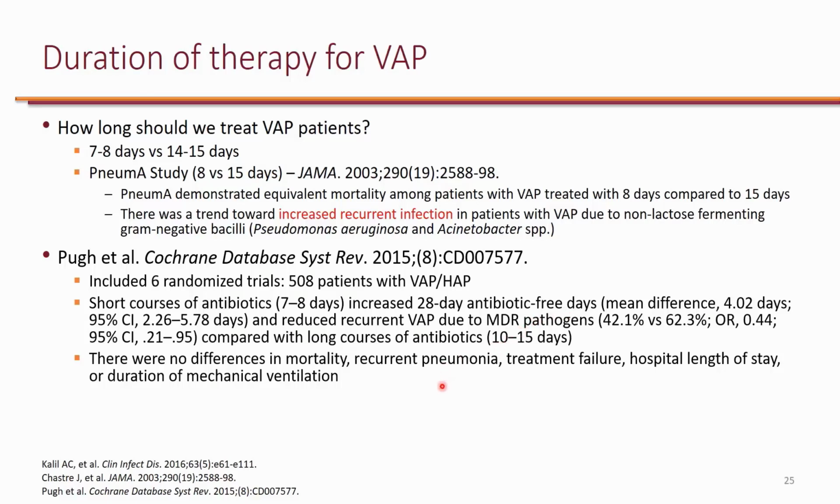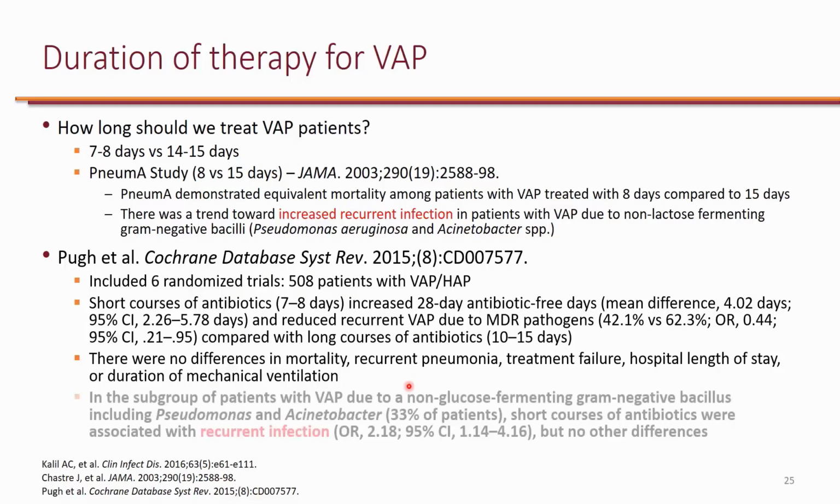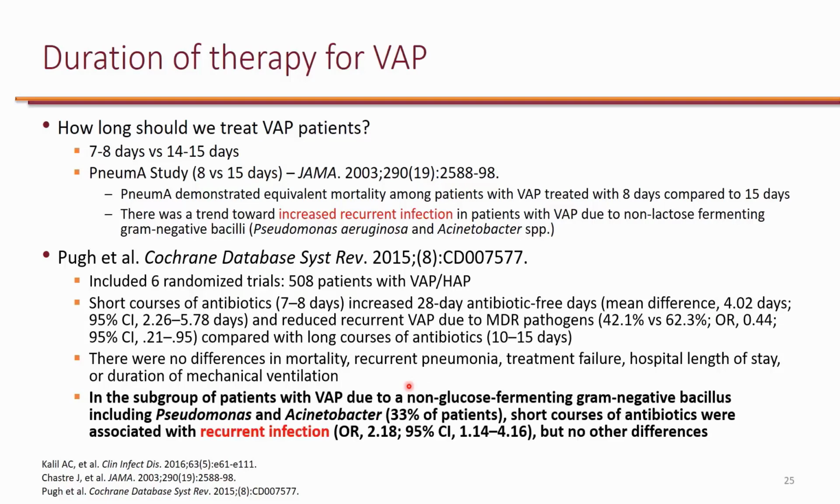In addition, there was no difference in mortality, recurrent pneumonia, treatment failure, or hospital length of stay when you compare the two groups. And they did still find that in the group of patients who had Pseudomonas or Acinetobacter, a short course of antibiotics was associated with recurrent infection, but no other differences. So while these patients had the recurrent infection, those recurrent infections were less likely to be due to multi-drug resistant pathogens.